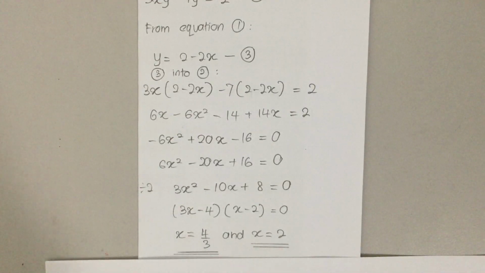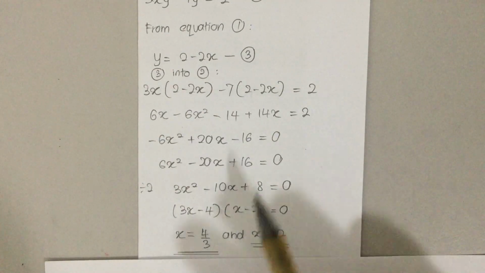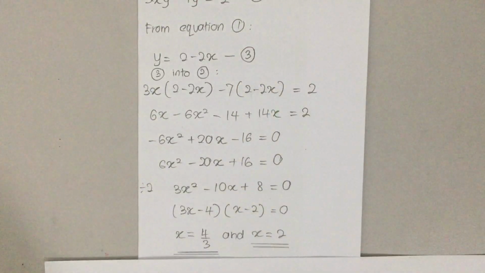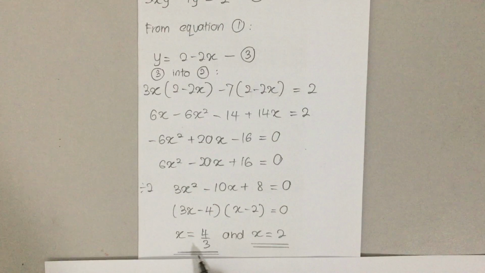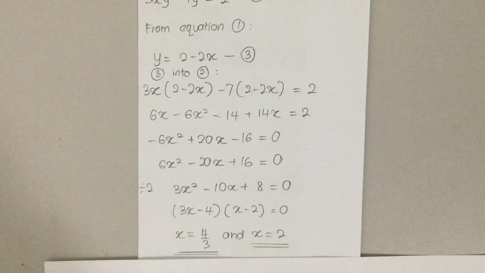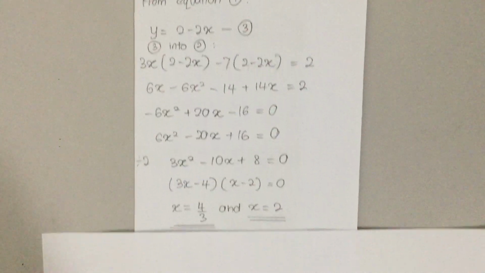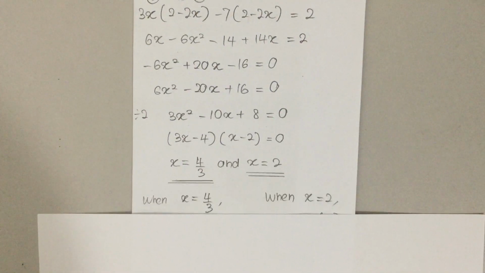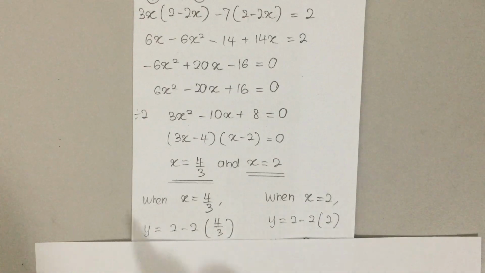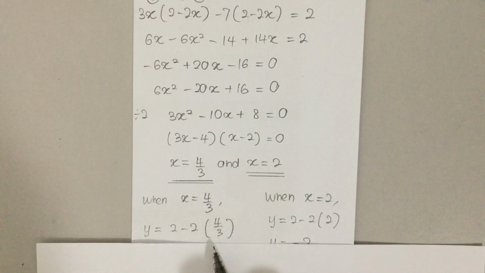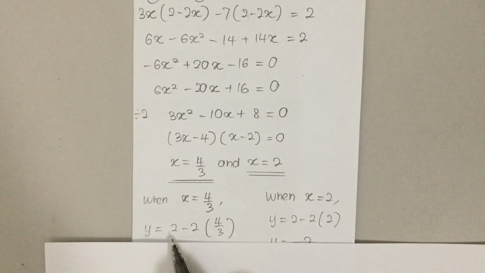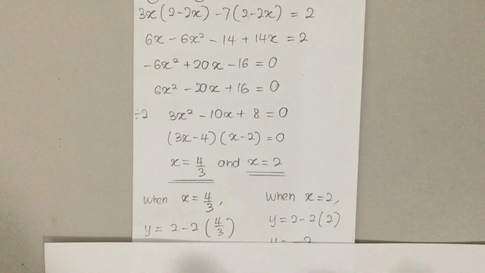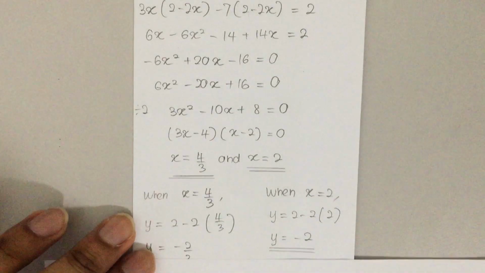Alright guys, we already have these two answers. What we need to do now is very simple. We need to substitute these x values into equation 3 or any other equation above. So x equals 4 over 3 and x equals 2, we need to substitute back into the equation. I'm going to show you the step now. When x equals 4 over 3, y equals 2 minus 2 in a bracket 4 over 3. The 2 you can break down into 6 over 3, and then minus 8 over 3. So 6 over 3 minus 8 over 3 you'll get negative 2 over 3, guys.